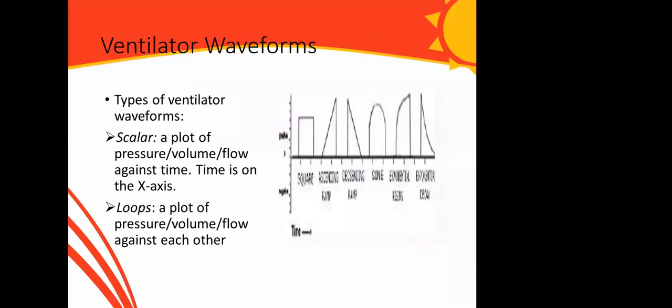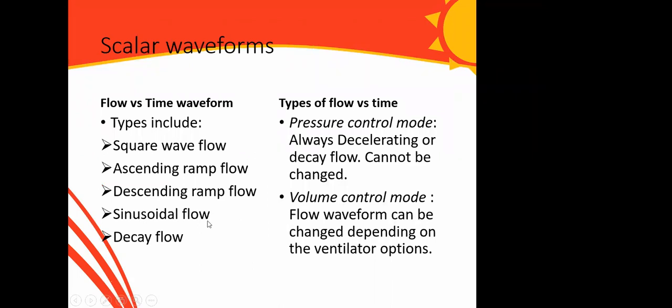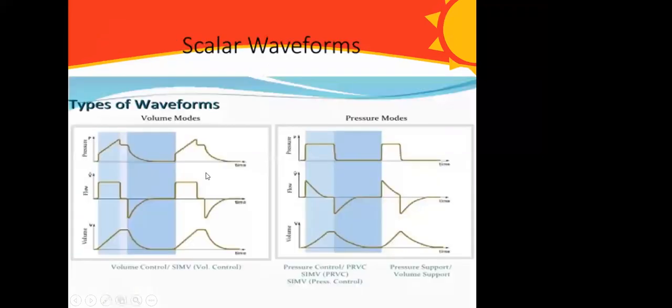Okay, so this is what I'm talking about, the scalar. This is a plot of pressure, volume, flow against time. Time is always on the x-axis, while a loop waveform is when you plot pressure, volume, flow against each other. All right, and there are different types of scalar waveforms. We have the square waveform, ascending ramp, descending ramp. We don't have time to talk about all this, but I'm sure those of us who have worked with ventilators would have seen different waveforms on our ventilator.